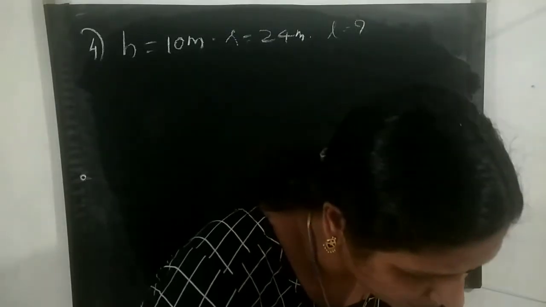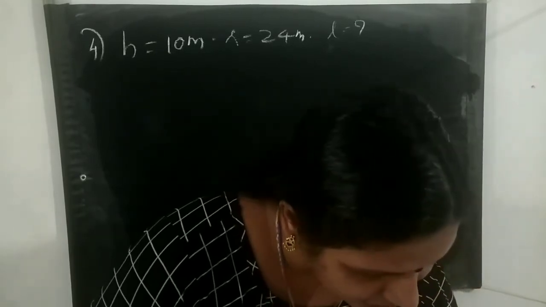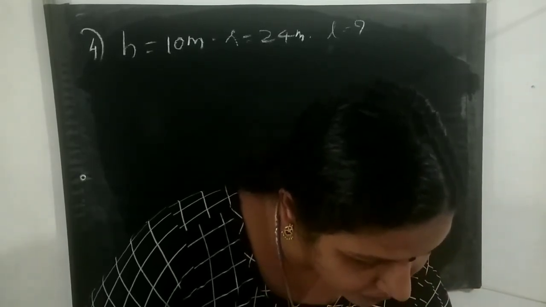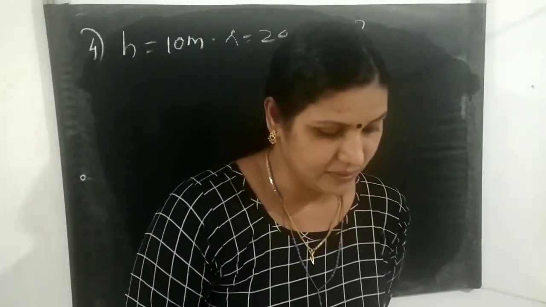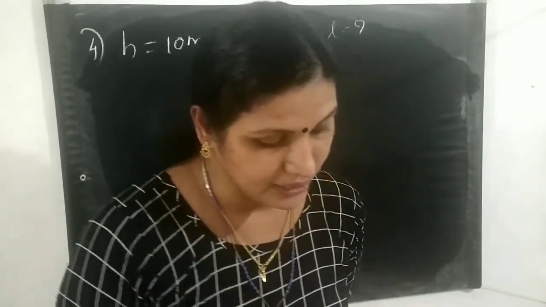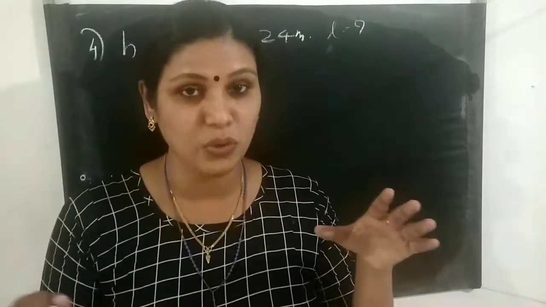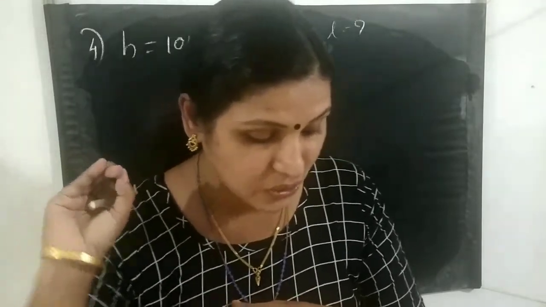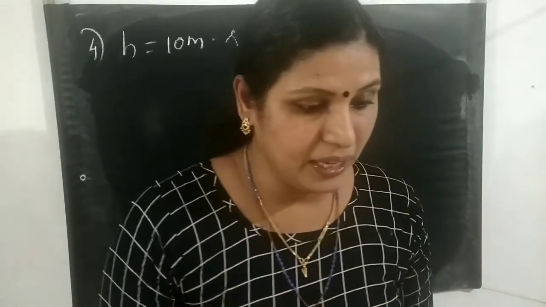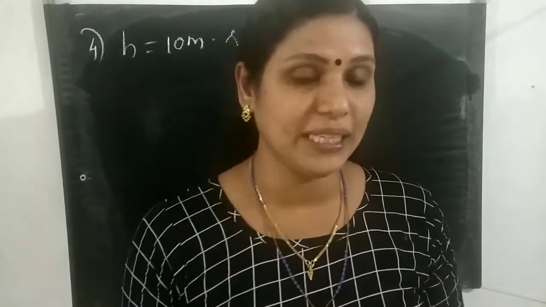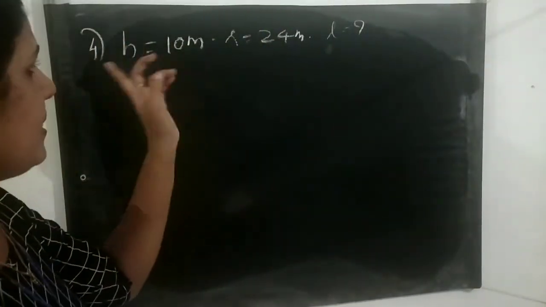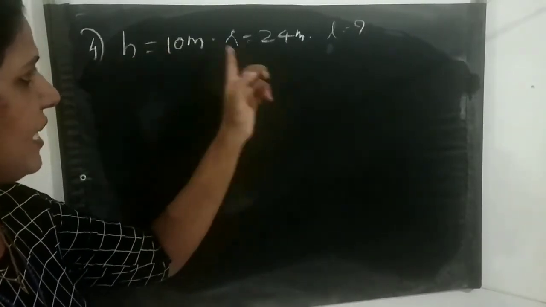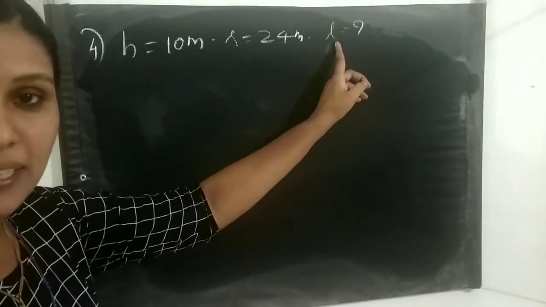Cost of canvassing. Canvas required to make the tent. The cost of 1 meter square is rupees 70. This is a conical tent, so we need the cost of covering it at rupees 70 per meter square. So first we have to find the CSA, and then we multiply that by 70. So by using H and R, we find L.